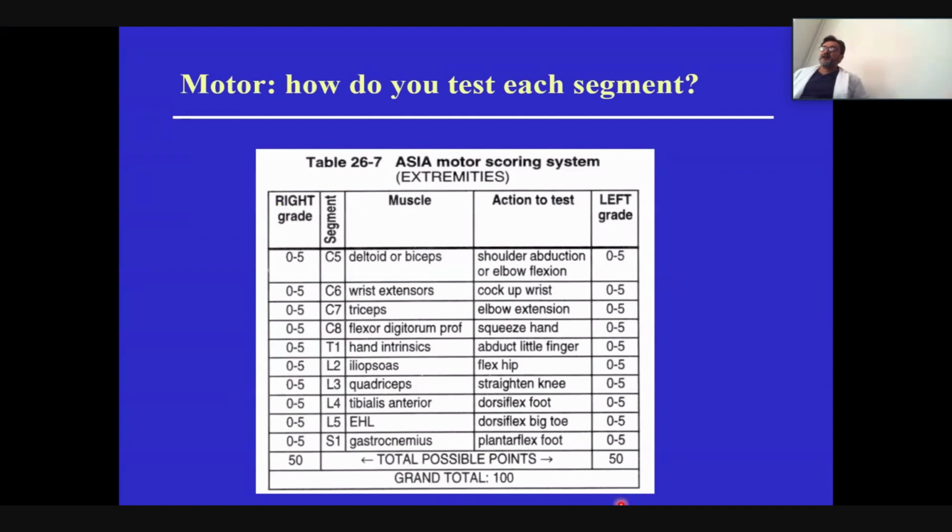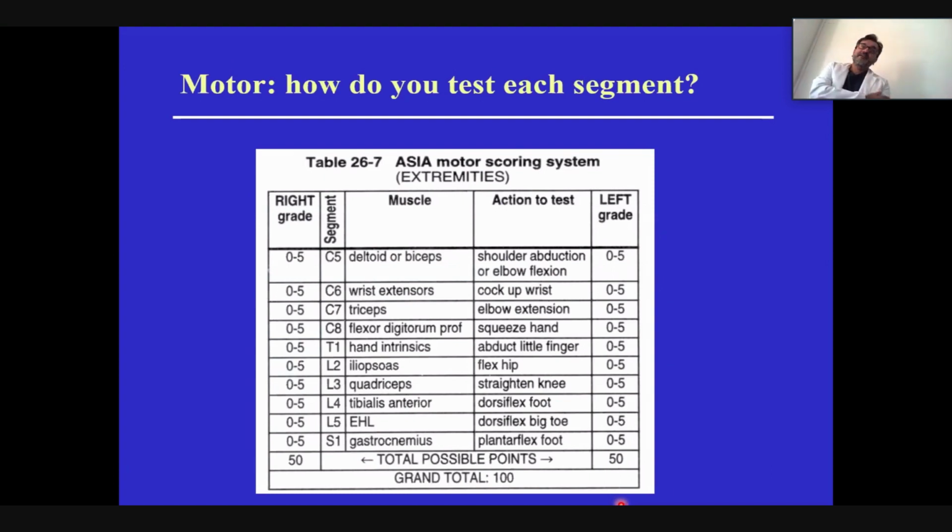Now, there are certain things which you do to assess the muscle strength. For example, you put your hands on the shoulders and ask the patient to abduct. You are basically testing the deltoid, and the segment of the spinal cord you are testing is C5. You are testing the muscle strength within the deltoid, which is supplied by C5.